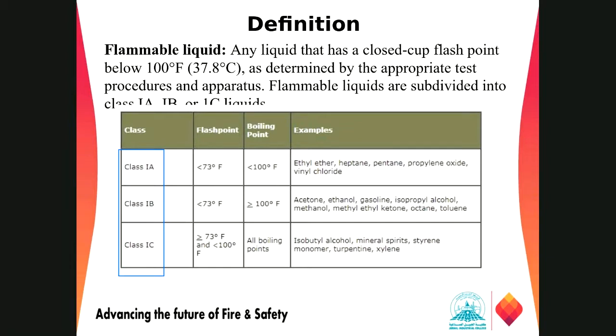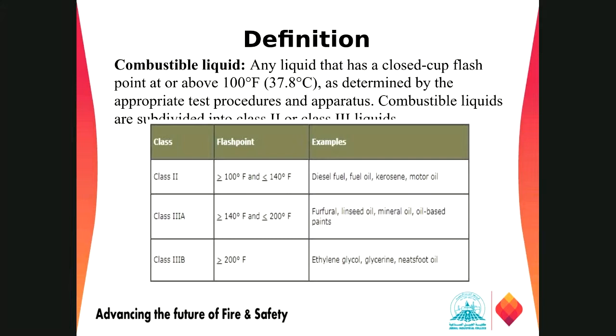So just the basic: less than 37.8 degrees Celsius means it's a flammable liquid, and a flammable liquid is much more hazardous than a combustible liquid because it catches fire at a lower temperature compared to the combustible liquid. Now we have a flammable liquid, now we have combustible liquid, right?